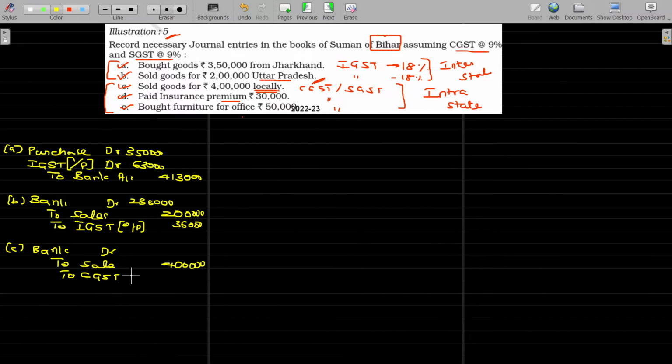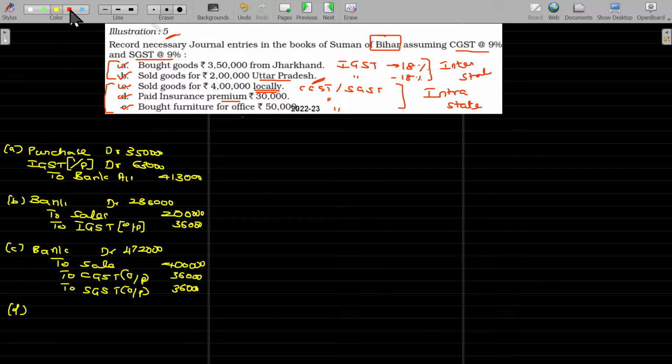To CGST output and to SGST output will be applicable. At what rate? 9% will be applicable. So for 4 lakhs, 9% is how much? 36,000 and 36,000. The overall amount collected from the buyer being 4,72,000 rupees. C is over. Let's move on to D.